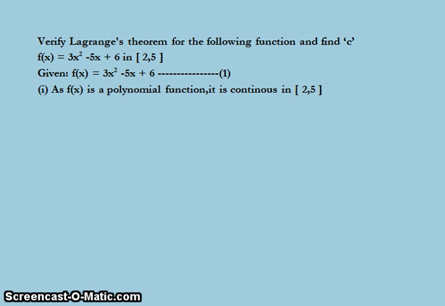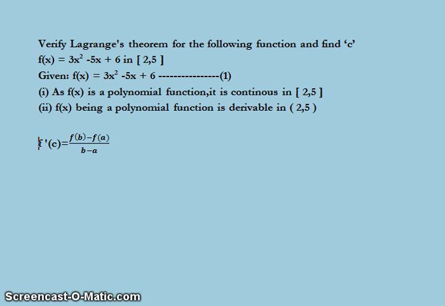Now here f(x), being a polynomial function, is continuous in the interval 2 to 5. The second condition checks the derivability of the given function in the given interval. Thus here f(x), being a polynomial function, is derivable in the interval 2 to 5. Thus both the conditions of Lagrange's mean value theorem are satisfied. Therefore there exists at least one real number c in the interval 2 to 5, such that f'(c) is equal to (f(b) minus f(a)) divided by (b minus a).